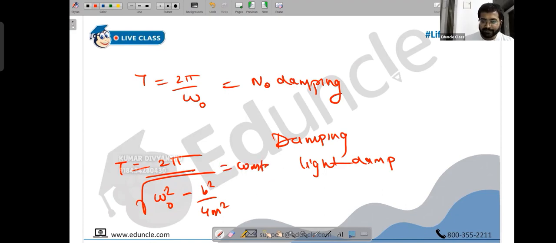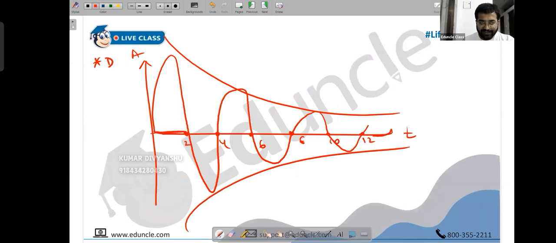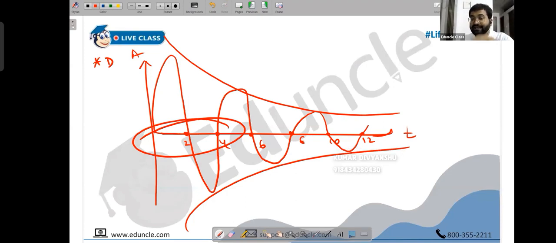But now this is constant. Now this is also constant. So this value is greater than the no damping case. So what is the time period here? Here the time period is 4 seconds, people. So in no damping, time period would have been 3 seconds. But 3 seconds is constant in no damping. This 4 seconds is constant in light damping.